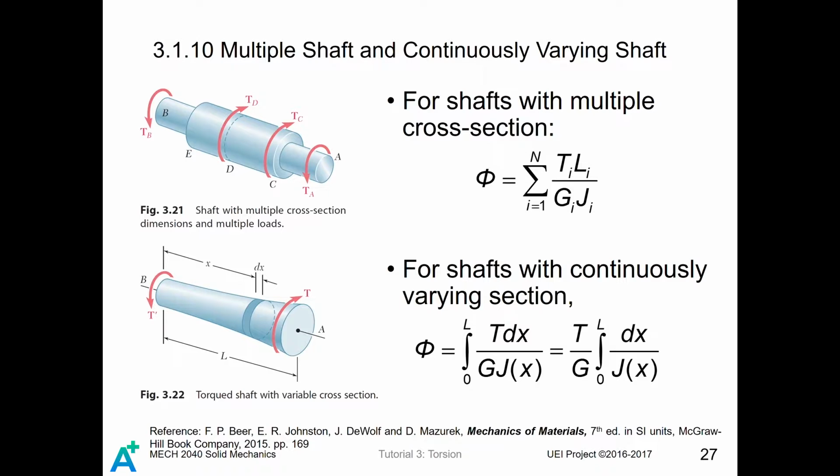For multiple shafts and continuously varying shafts, I just give you a very simple introduction about those formulas, and you will mainly concentrate on the application of them. For shafts with multiple cross-sections, you just sum up the torsional displacement for each segment. For shafts with continuously varying section, you just do the integration.